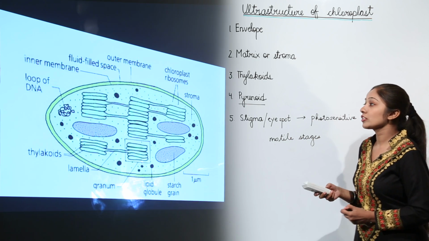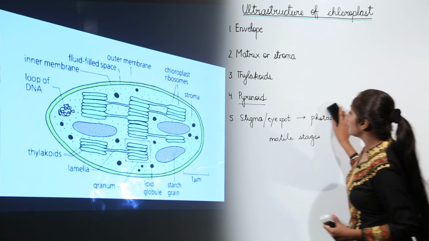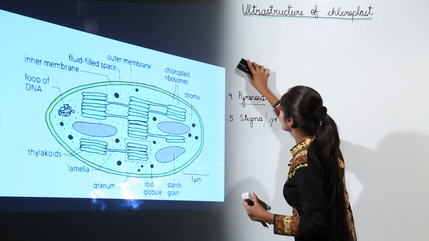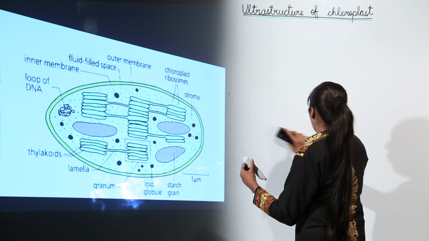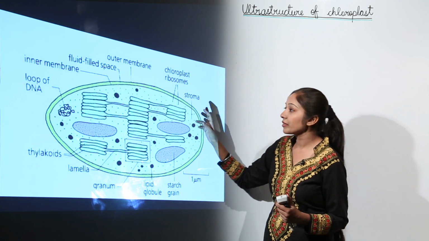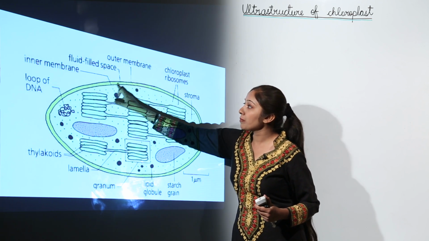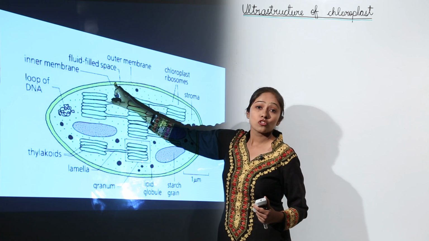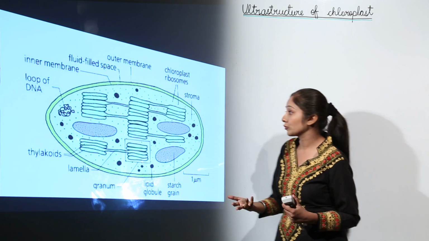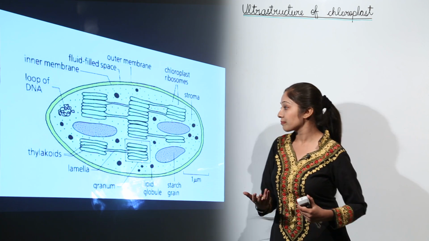Next I am going to give an overview of this structure, how you can draw it in your examination. So let us start with a discussion of this overall structure we have discussed so far. We have talked about the envelope, right, which is made up of two membranes, the outer membrane and the inner membrane. Between them there is a fluid filled space, which we also call the periplastidial space, intermembrane space, and chloroplastidial space also. Then we have a circular DNA. Generally it is circular, but it can be linear also in some cases.